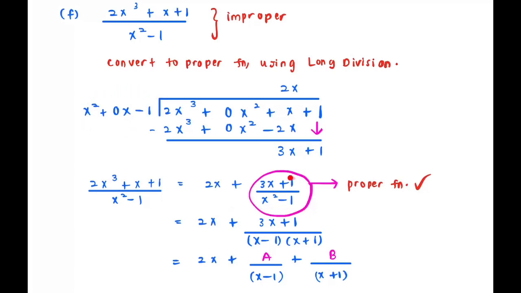So let's take the latter term here. This is a proper function, so straight away we can do PFD. Let's further factorize. This is just x minus 1, x plus 1. So these are linear, so we can open up: this is x minus 1, and the second one, x plus 1. Since these are linear, you can just write a single constant up here, A, B. So the final answer should be in this term later on, 2x plus this term also.